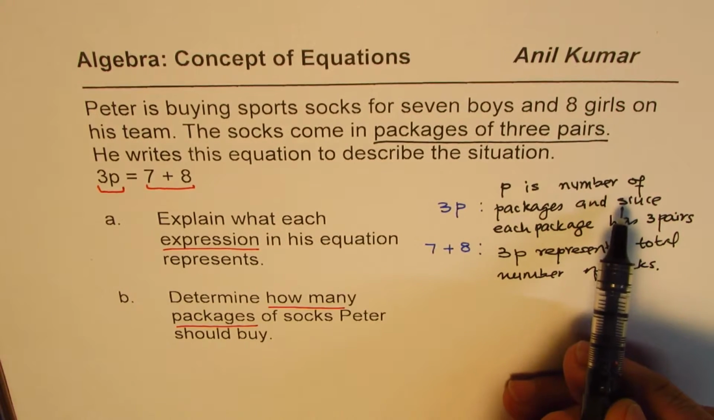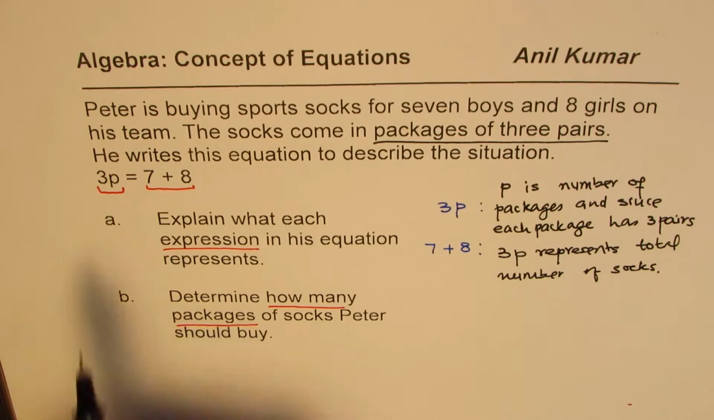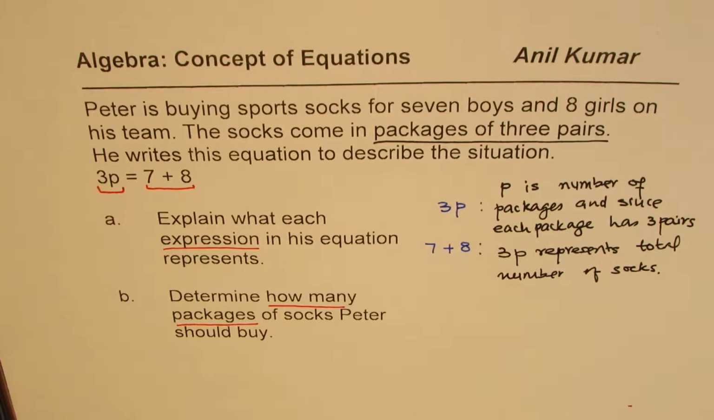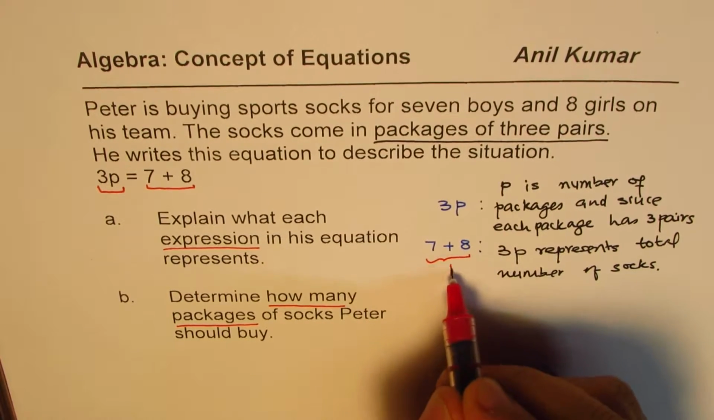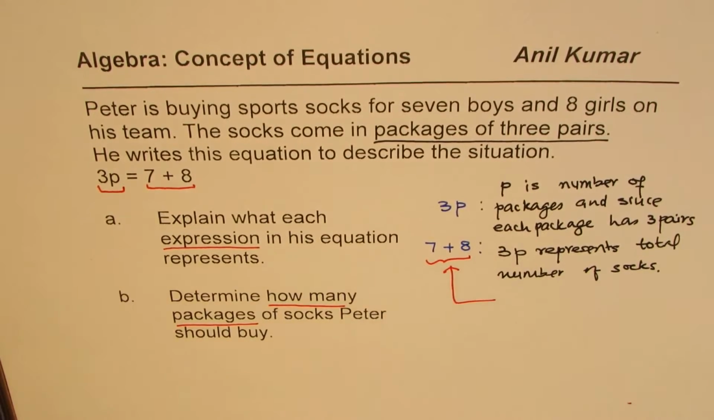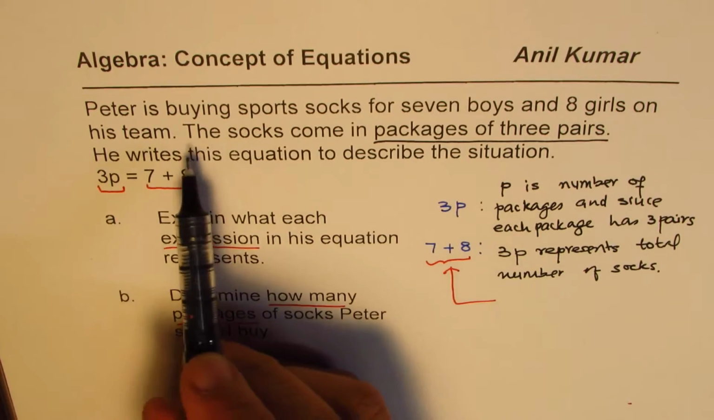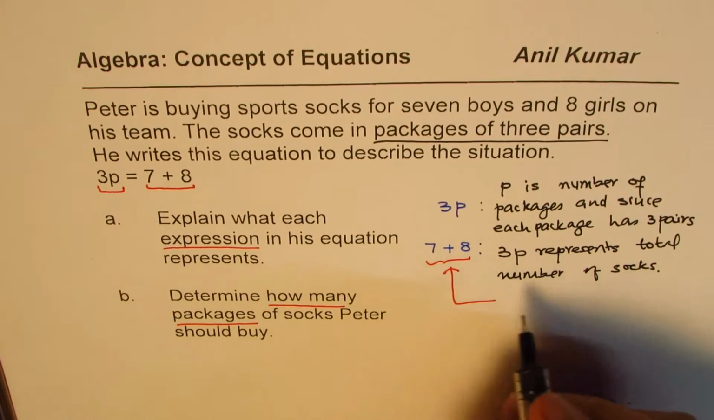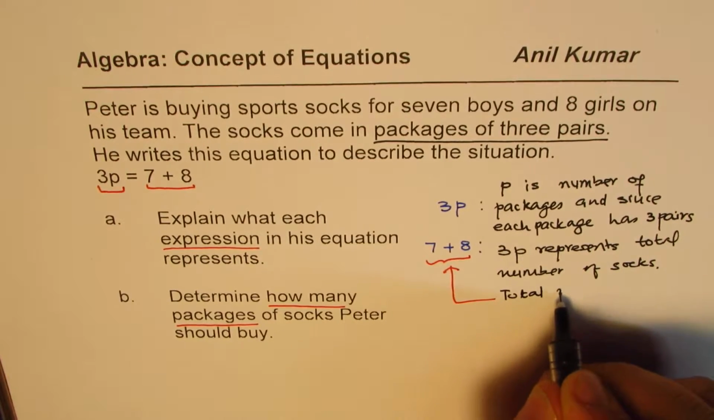P is the number of packages. Now part B is determine how many packages. So we need just the value of p, right? We don't need the value of how many socks. Okay. Now, how do you describe 7 plus 8? It says there are 7 boys and 8 girls on his team, right? So 7 plus 8 is the total number of team members.